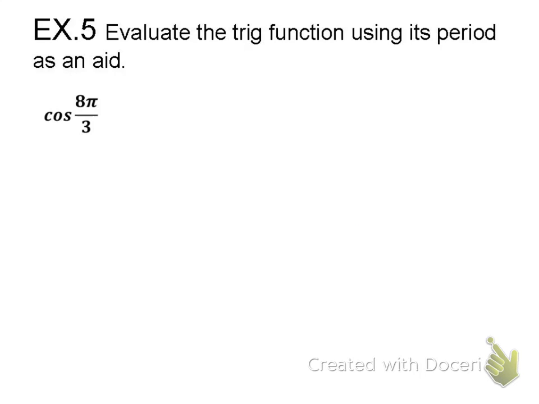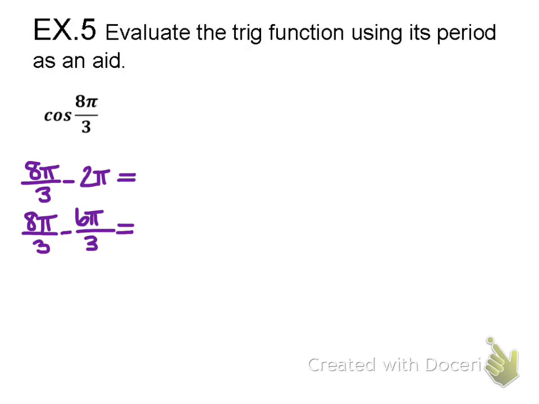Number 5 says to evaluate the trig function using its period as an aid. What that means is this is an angle that goes around the circle more than once. So 8 pi over 3 is not on my unit circle, but I can figure out what it is by subtracting 2 pi from it. So if I take 8 pi over 3 and subtract 2 pi, that's going to be the same as 8 pi over 3 minus 6 pi over 3. So 8 pi over 3 minus 6 pi over 3 is 2 pi over 3. So 8 pi over 3 and 2 pi over 3 are the same angle.